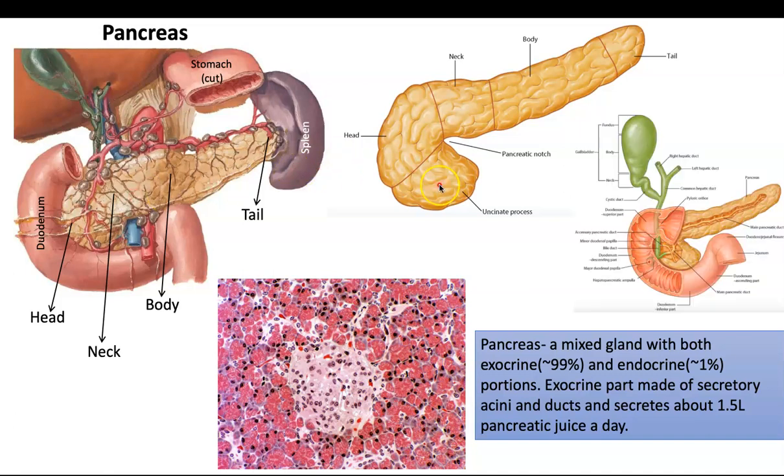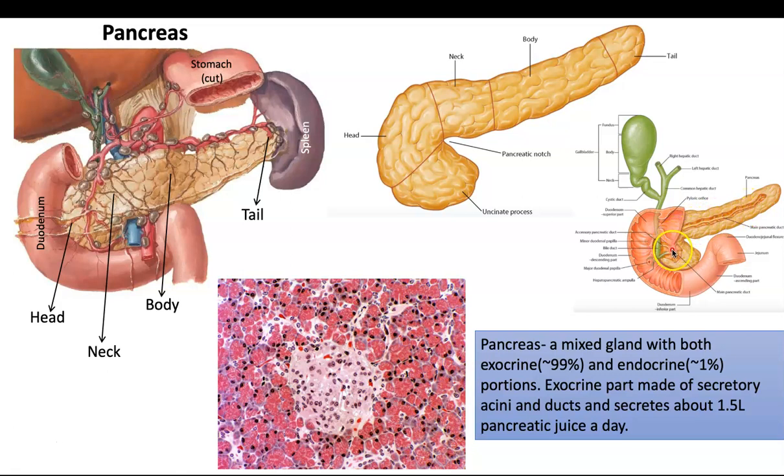Now this one shows the duct system of the pancreas. As I said, pancreas secretes very important digestive enzymes and also bicarbonate, which is absolutely important for the conversion of the environment here into an alkaline environment, which is normally acidic because of the acid chyme that enters the duodenum from the stomach.